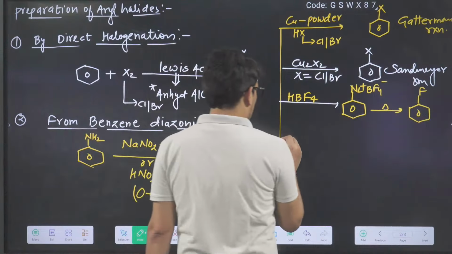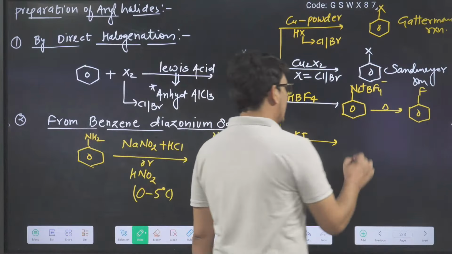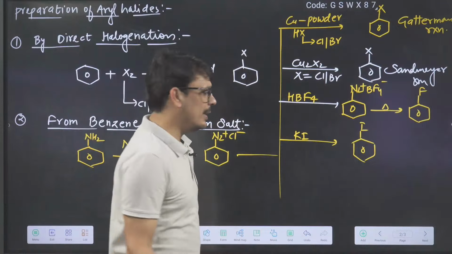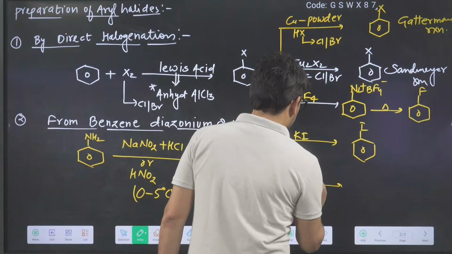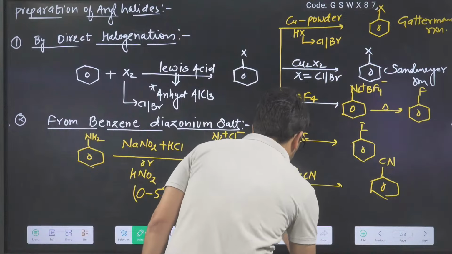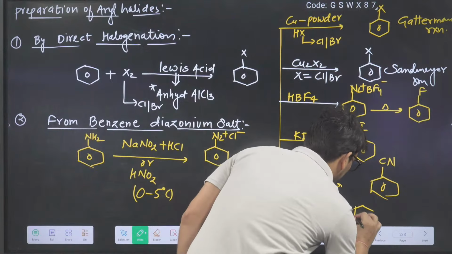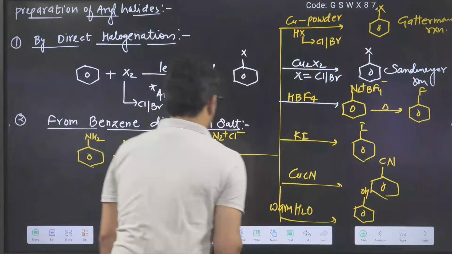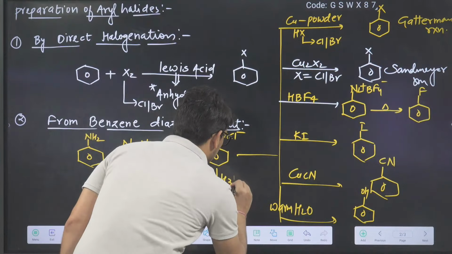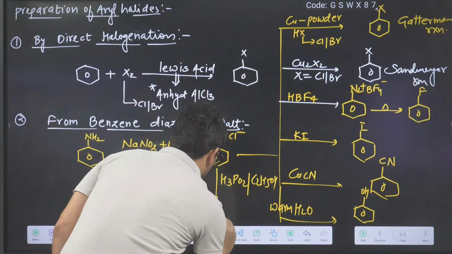Now next, if I directly use potassium iodide, then you will get iodobenzene. One more I am writing here, let's say CuCN. Then this becomes benzonitrile, or if I use warm water, then this will give you phenol. And the last one, reduction: H3PO2 or ethanol, then this will directly give you benzene.